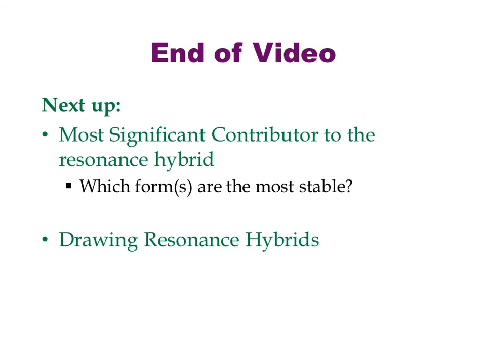The next thing that we would talk about is the most significant contributor to the resonance hybrid. So really that's going to be the question of what form is the most stable. So A or B or A through E in the last case, which of those is the most stable? Then after that we can talk about drawing the resonance hybrid, which is not too complicated, but something that you'll also want to know. These are topics that I plan to make a video on, but I may or may not have gotten to that yet. So check Blackboard, and if you don't see anything, we'll just cover it in class. And if you're following me on YouTube, just stay tuned.